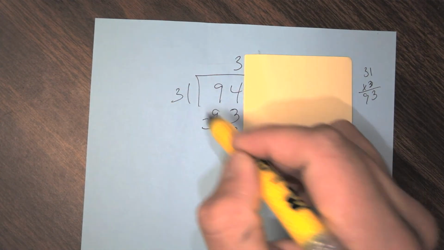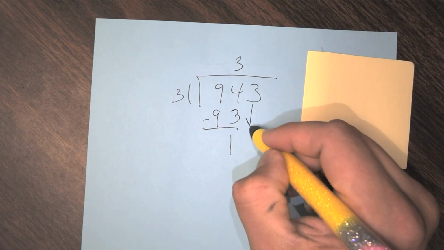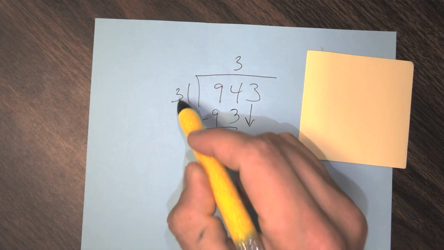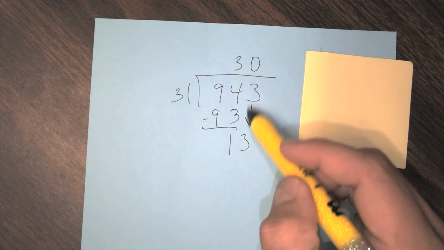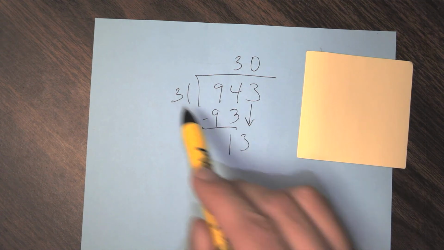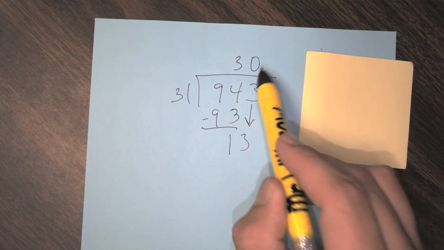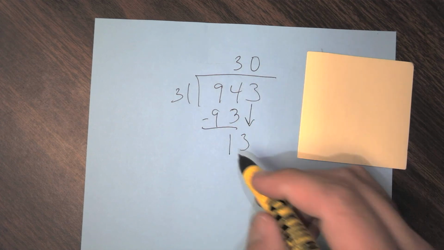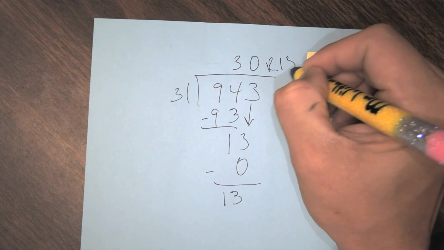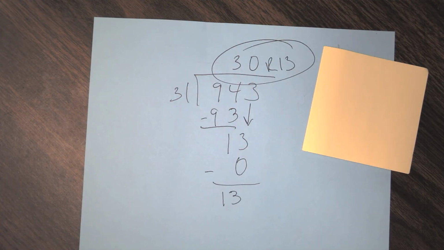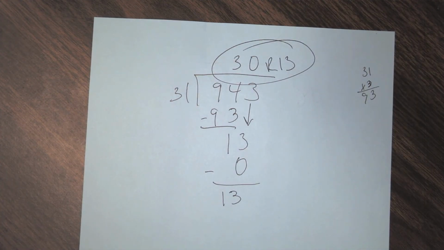Does that work? No. So this is where we have to bring the 3 down. Does this work? No. So we have to put a 0. If you've moved a number down and it still doesn't go into it, that's when you put the 0. So 0 times 31 is 0. So there's your remainder. Any questions on that one?